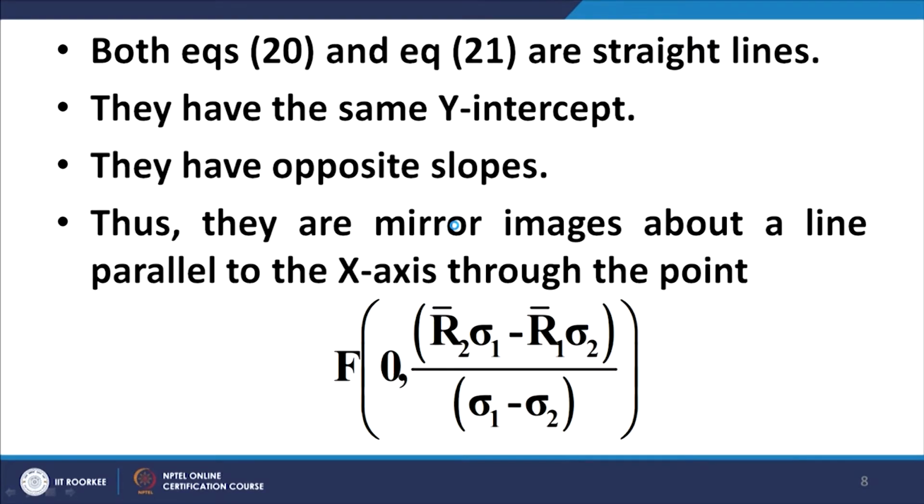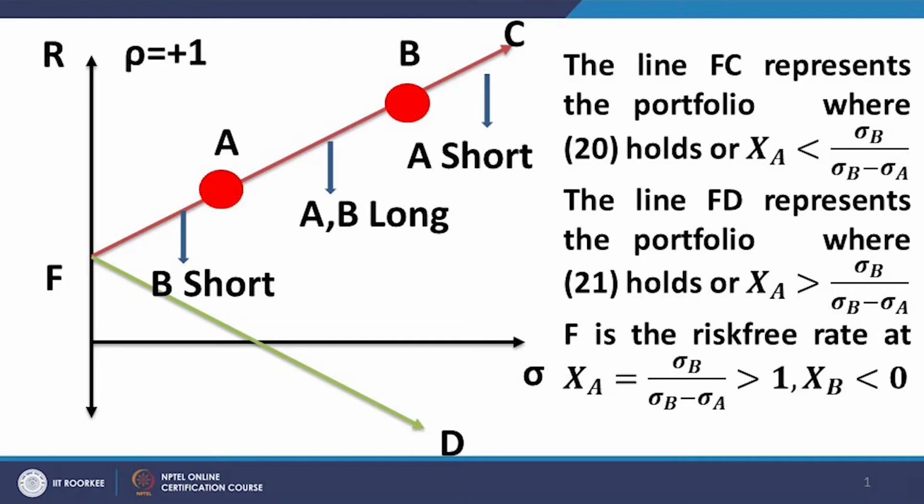They have the same y intercept, they have opposite slopes, and they are mirror images about a straight line parallel to the x axis through the point F, where the ordinate of F is (r2 sigma 1 minus r1 sigma 2) divided by (sigma 1 minus sigma 2). This is the figure, and please note that both the securities A and B lie on the straight line represented by equation 20. If you put x equal to sigma 1 or x equal to sigma 2, you get r1 and r2 on the left hand side, as can be easily checked by explicit calculations.